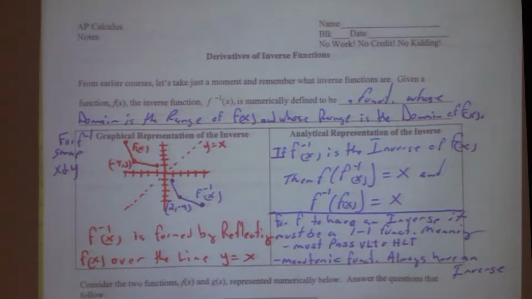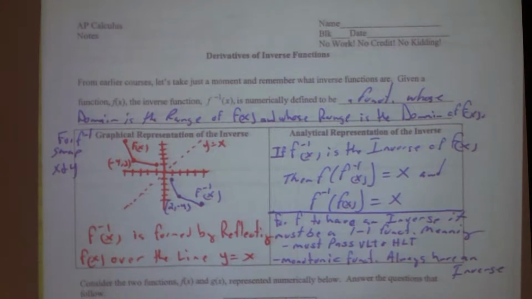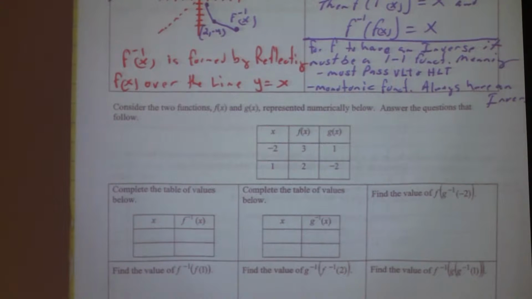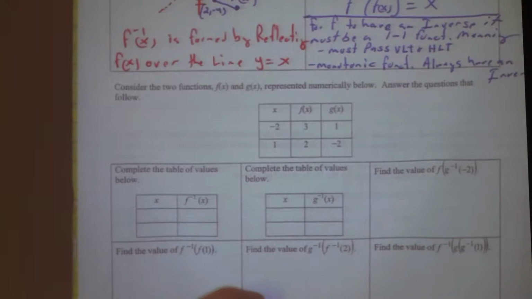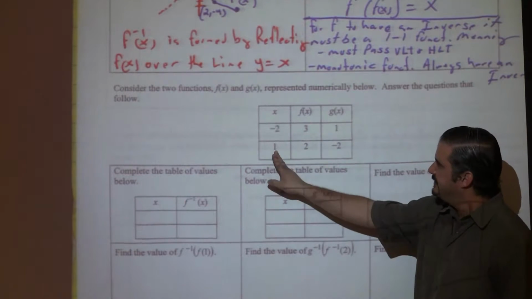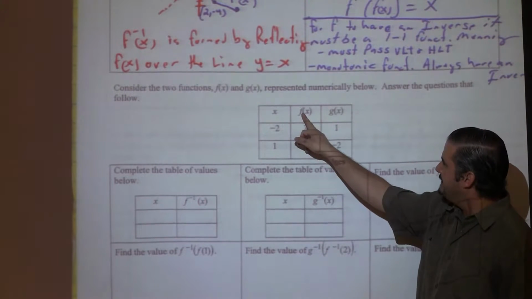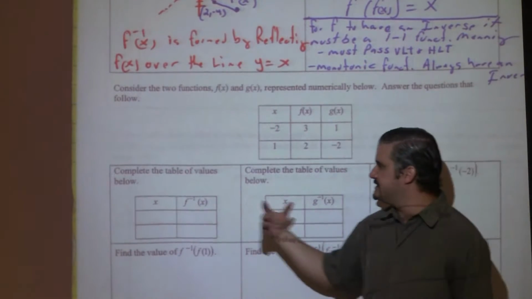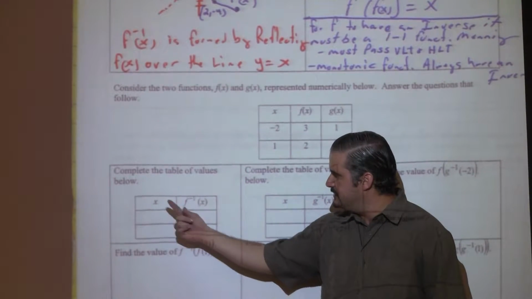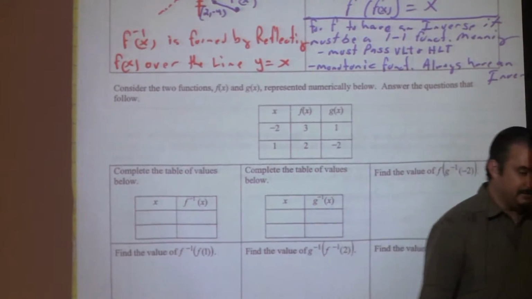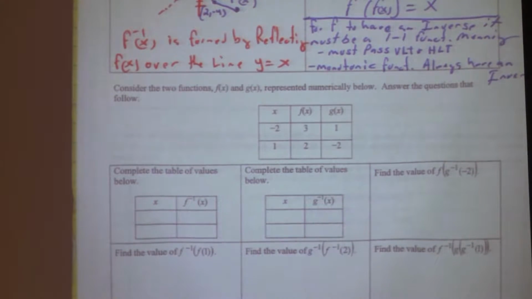Cool? Alright, so now let's jump into it and let's work with this table here and see what we can do with it. Ready? What are they giving us in the table? X values, Y values for F, and Y values for G. Okay, what does this table want us to give us? X values and Y values for the what? For the inverse of F. Orale. How do I do that?